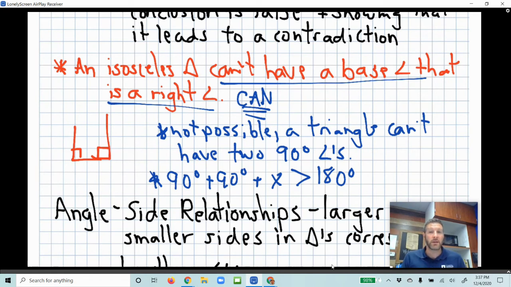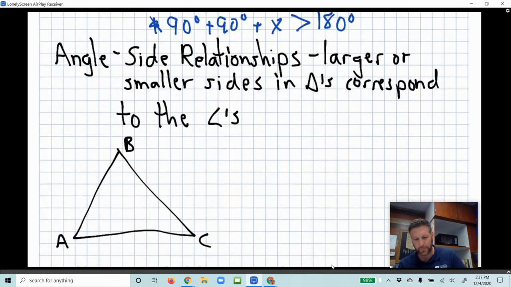So therefore, what I was originally trying to prove in the red is true. You can't have a base angle in an isosceles triangle that's a right angle. So that's an example of an indirect proof, and you'll be practicing some of those in the exercises as well as one of the questions here.